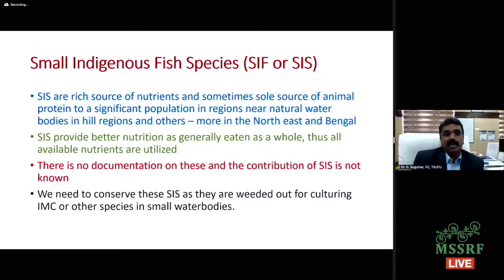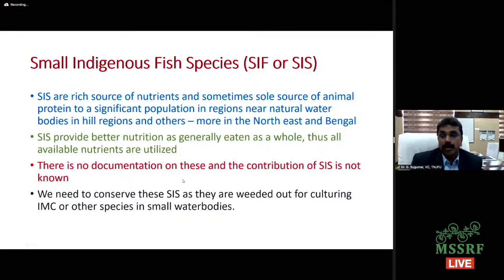These SIS are a very rich source of nutrients, sometimes the sole source of animal protein for a significant proportion of the population in regions near natural water bodies. This has been very well seen in the northeast as well as in Bengal. The entire nutrition is derived by the consumers. It is not that they take only the flesh. The fish is consumed as such, and so it benefits the consumer.